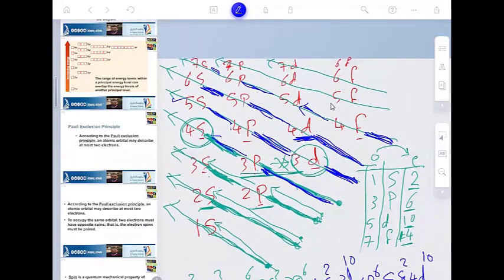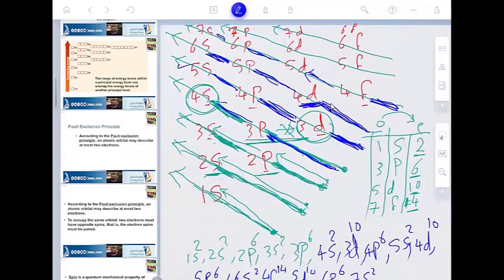Okay. So you have to draw this in your copybook, please. Okay, as I said, because it's not in the book, to be able to arrange the configuration or fill the configuration. This is a rule, the first rule, called the Aufbau principle.